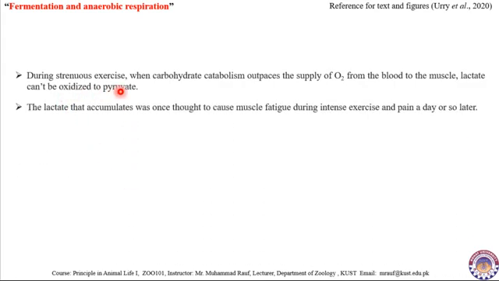During strenuous exercise, when carbohydrate catabolism outpaces the supply of oxygen from the blood to the muscles, lactate can't be oxidized to pyruvate. It means during intense hard work, when carbohydrate catabolism outpaces the supply of oxygen from the blood to the muscles, lactate cannot be oxidized to pyruvate.